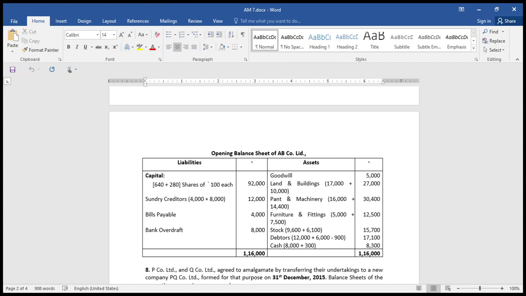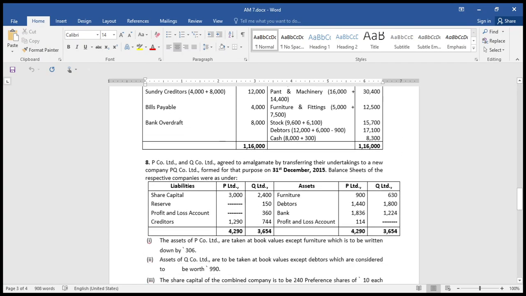Next, capital: 640 plus 280, how much is the total? 920 shares. 920 shares of rupees 100 each. So 92,000 will be the total share capital. Next, here there is no share premium, there is no such problem. Sundry creditors of both the companies 12,000, bills payable 4,000, bank overdraft 8,000. So the total of the opening balance sheet will be 1,60,000. Okay.